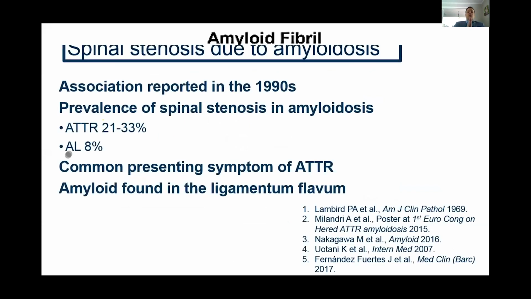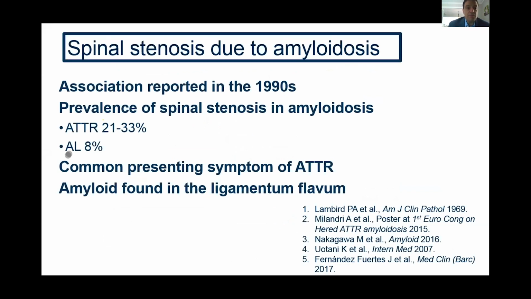As far as spinal stenosis and amyloidosis, this association was reported in the 90s. The prevalence in ATTR is 21 to 33%, and it's been much higher depending on how old the population is and if it's men. AL amyloidosis 8%, and it's, again, like carpal tunnel, a common presenting symptom, sometimes 5, 10 years earlier. And many of my patients will tell me they'd had spinal stenosis surgeries 10 years prior when I'm seeing them in the office and diagnosing them with ATTR cardiac amyloid.